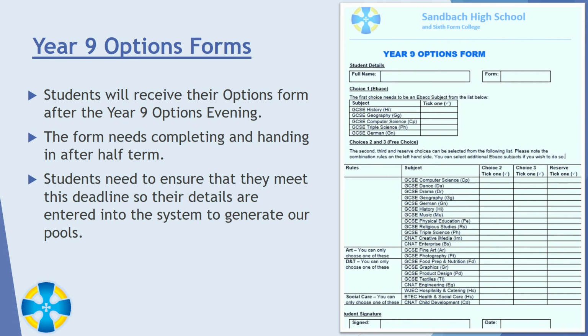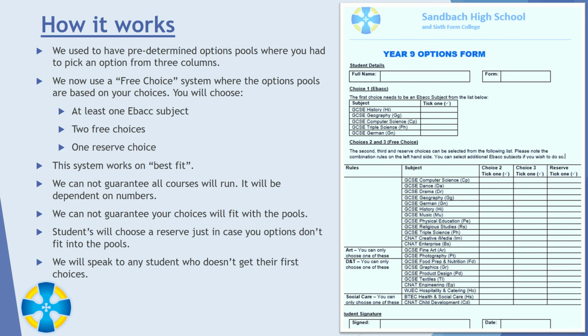So the Year 9 options form, it's not necessarily going to be a paper-based form. Sometimes we do it electronically, but that will depend on how we set it up. But they will receive the form after the Year 9 options evening. The form needs completing and handing in after half term, and students need to ensure they meet the deadline so all of their details go into the system. The reason will become clear for that on the next slide. So how it all works.